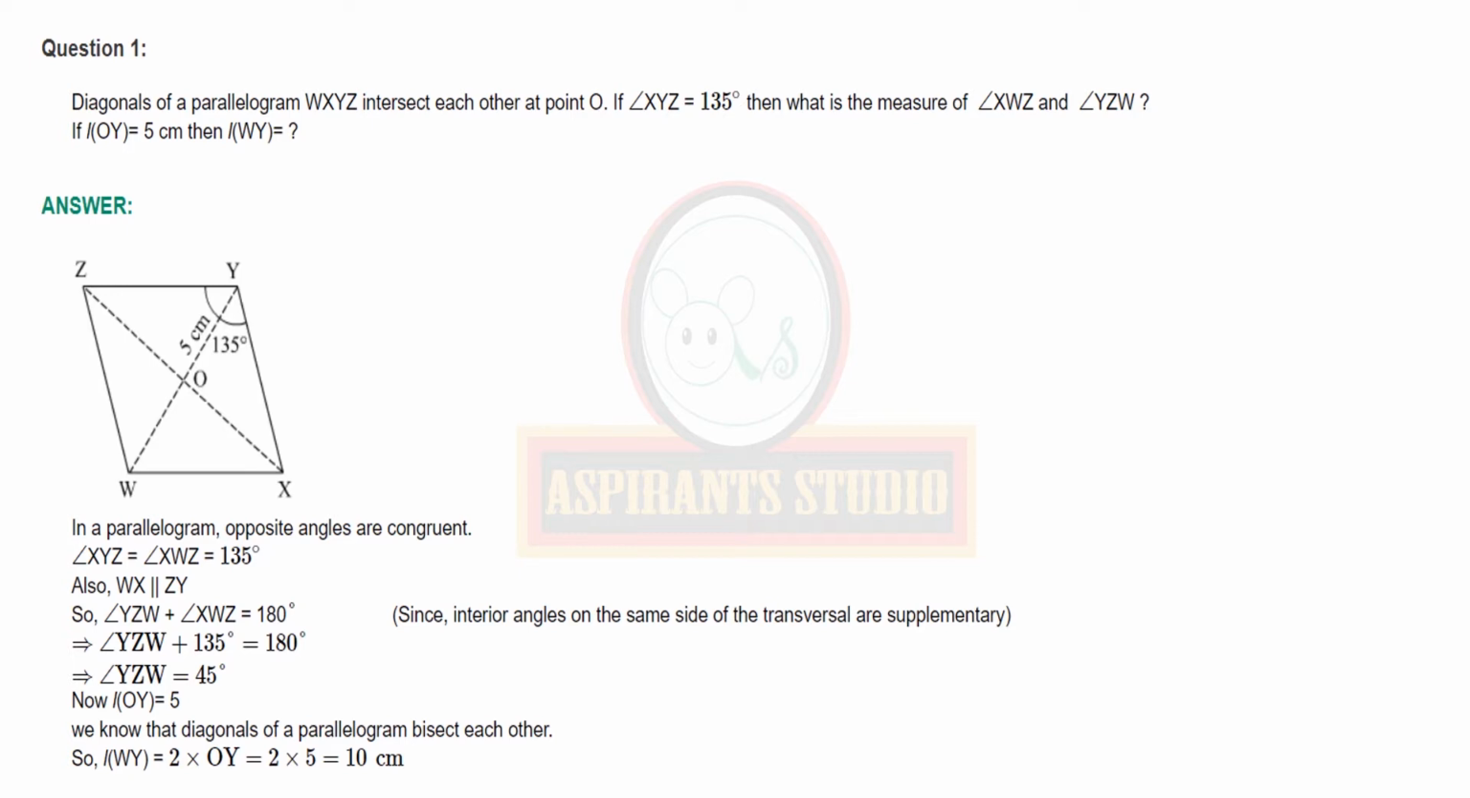Now length of OY is given to be 5 centimeters. We know that diagonals of a parallelogram bisect each other. So, length of WY, that is length of diagonal WY, is equal to 2 into length of OY. That is equal to 2 into 5, which is equal to 10 centimeters. Now pick out everything and write the answer.